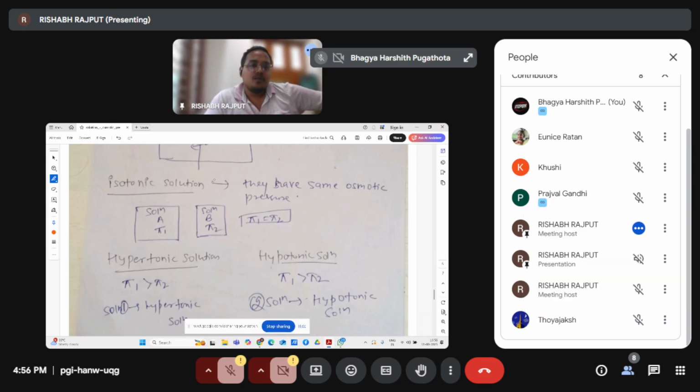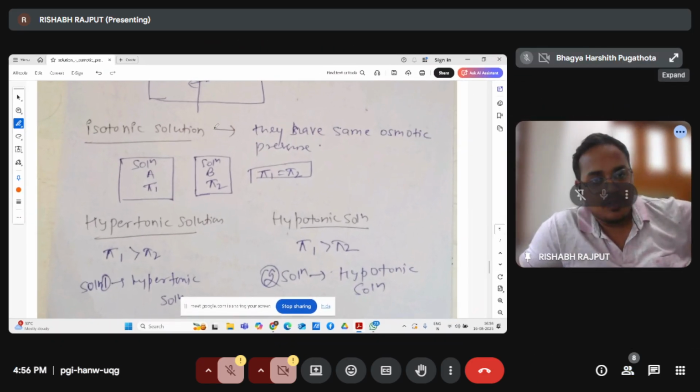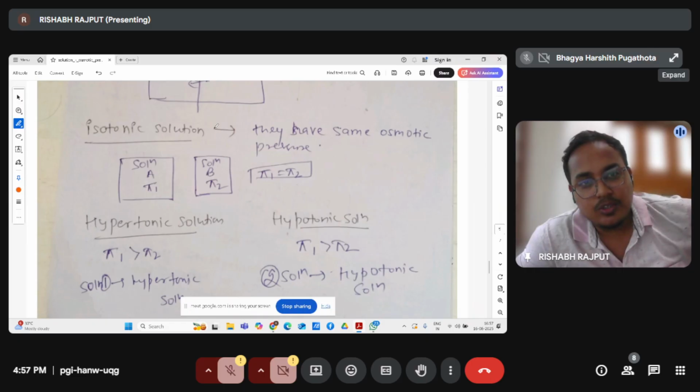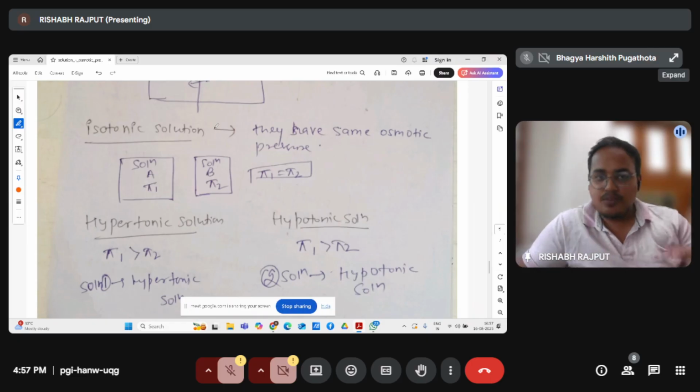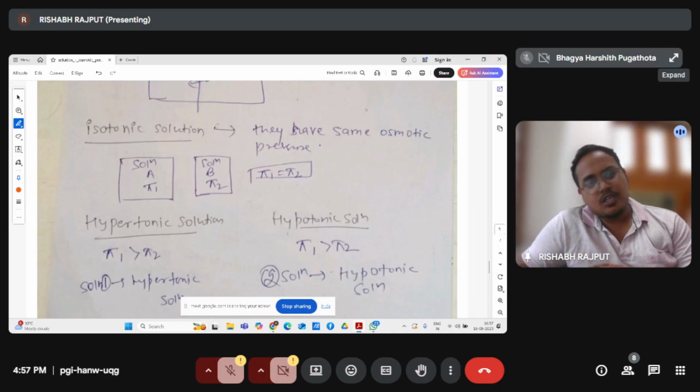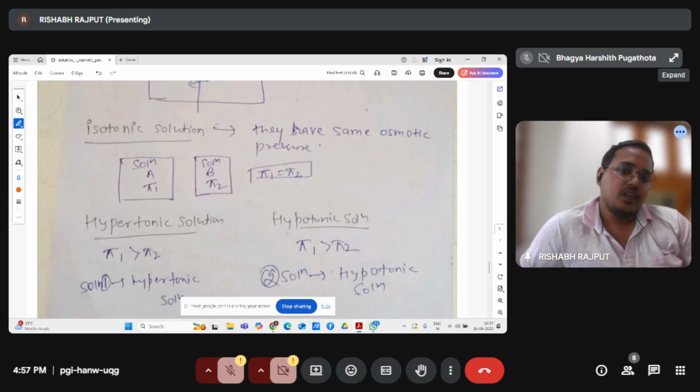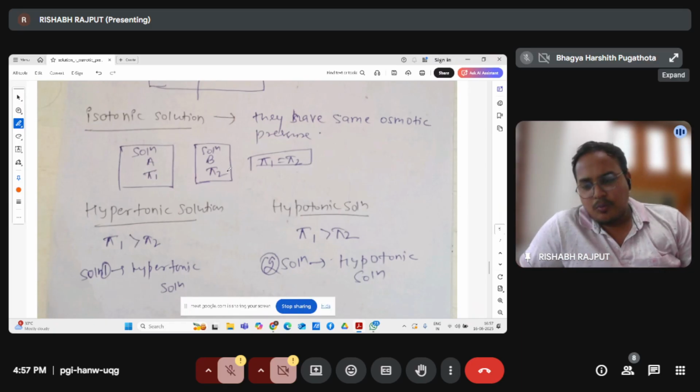Let's see. What happens if I have two solutions, solution 1 and solution 2? If both solutions have the same osmotic pressure, we call them isotonic solutions. If I have solution A and B, and both have the same osmotic pressure, we call both solutions isotonic. Okay. And sometimes they will ask in your board exam, what is the difference between the hypertonic solution and hypotonic solution.